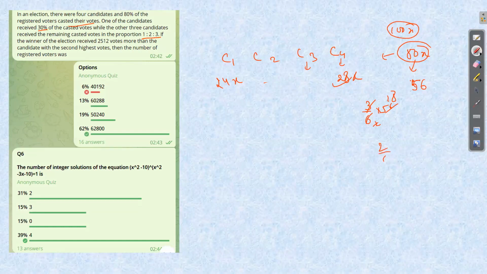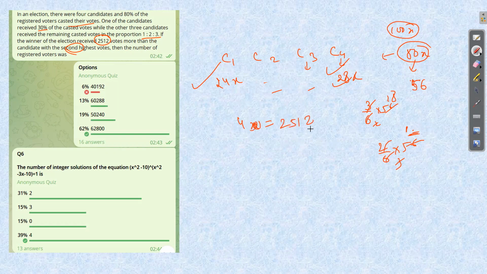I don't need the exact value, just the approximate. I'm not calculating for C3 and C2. I'm telling the reason because the question is from here. If the winner of the election received 2512 votes more than the second candidate, the second highest is this and the winner is this. So the difference is 4x, and this 4x is 2512.